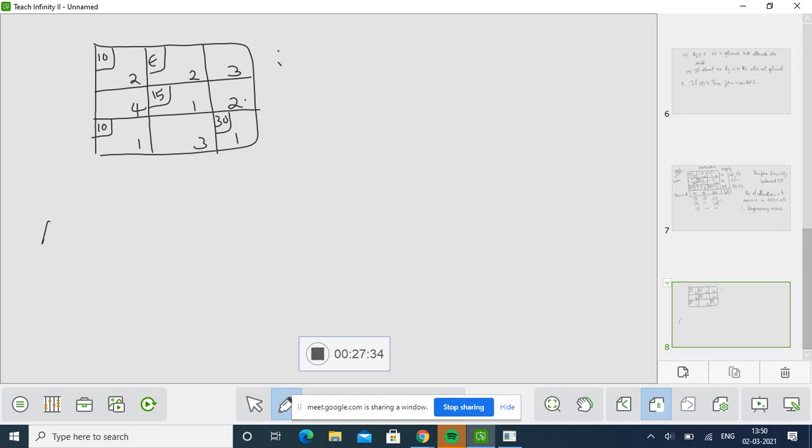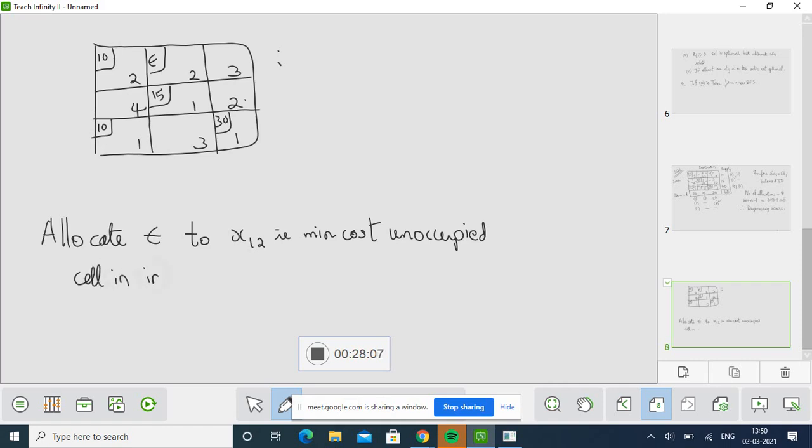So let me write a comment. Allocate epsilon to x12, that is minimum cost unoccupied cell in the independent position. So I have allocated. Now what happens?